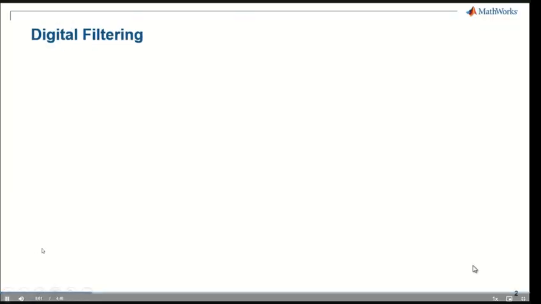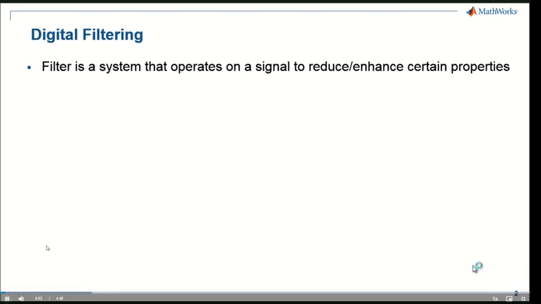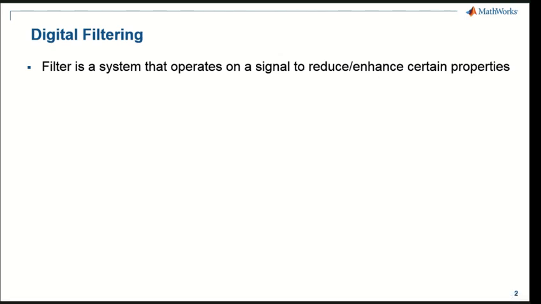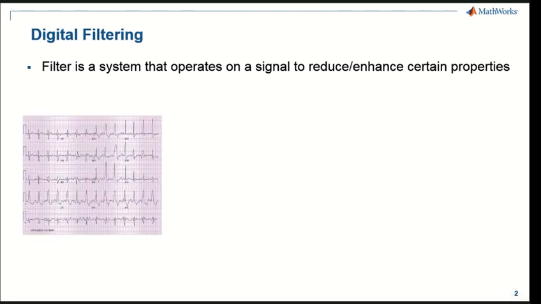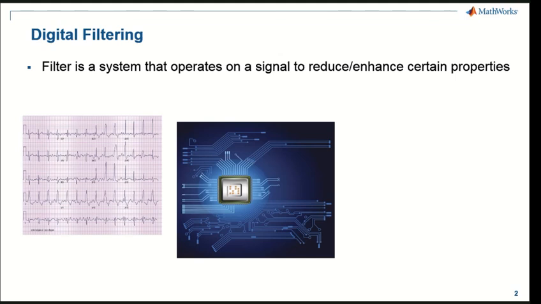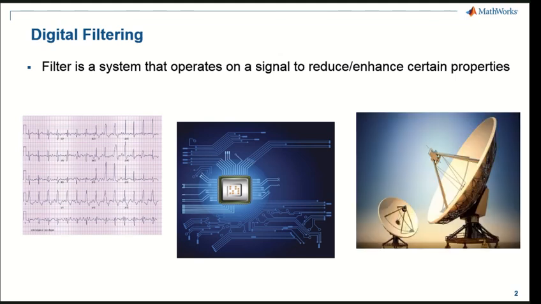In signal processing, a filter is a system that operates on a signal to reduce or enhance certain properties. Digital filters are widely used in multimedia, biomedical engineering, electronics, communications, and many other areas. In this video, we will see how you can design and analyze digital filters and apply them to a signal.